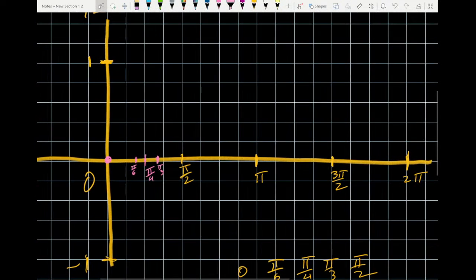So if I'm graphing it, at pi over 2 it becomes 1. Pi over 6 becomes a half. Pi over 4 is 0.7. Somewhere over here, then you get somewhere over here. If I'm connecting it, I get this.